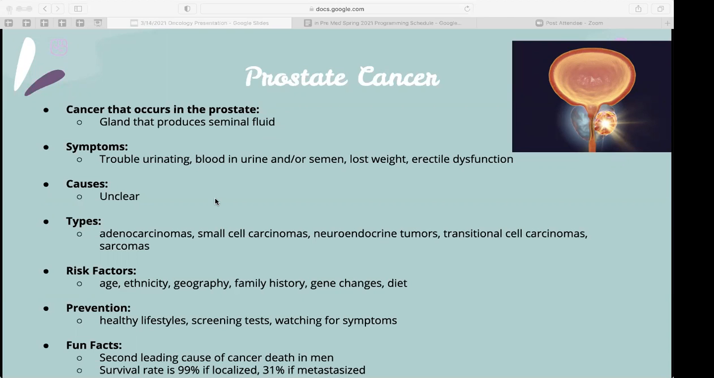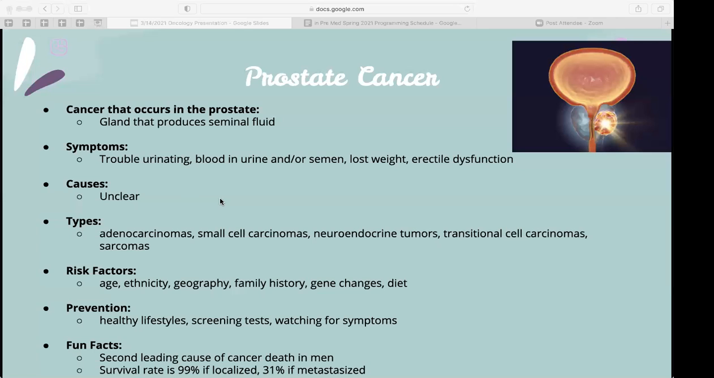Though the cause of prostate cancer is unclear, there are many ways to prevent getting it. Make sure to live a healthy life by exercising regularly and avoiding smoking and heavy drinking. Also, be sure to get screened for prostate cancer depending on your doctor's recommendation. And note if you have any symptoms of prostate cancer and tell your doctor immediately.